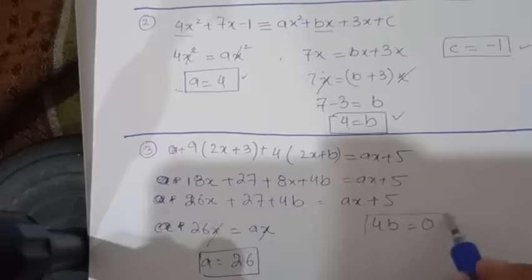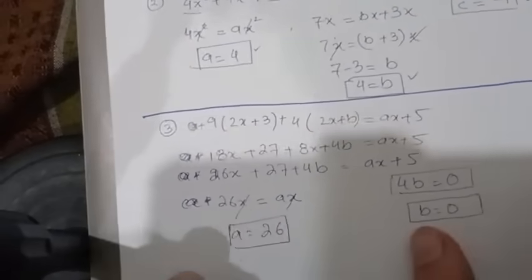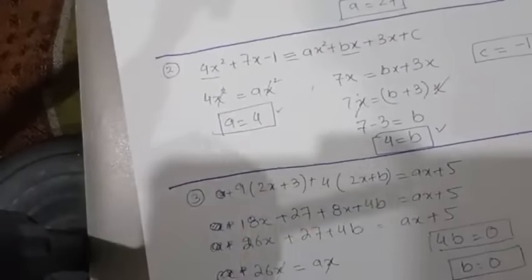Similarly, c we do not have in this example. So this is the way to calculate. We have another example. This is our fourth example in which we identify the identities.